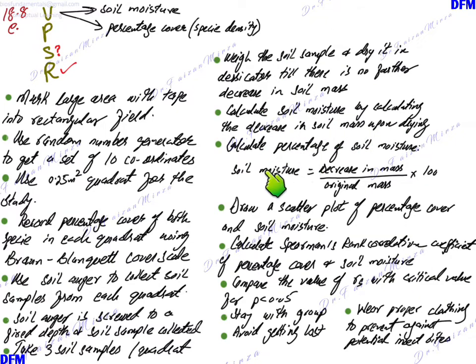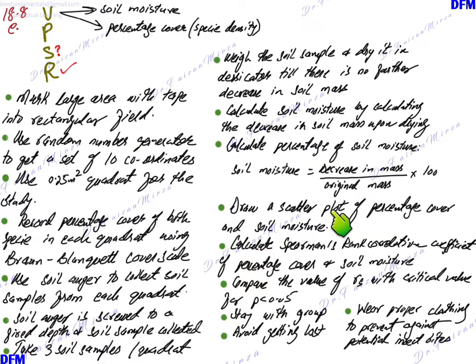How do we calculate this? The soil moisture can be calculated from the decrease in the mass of the soil, like we measured it initially, and after placing it in the desiccator when all the water had evaporated from that soil sample. We divide that by the original mass of the soil and multiply it by 100. The soil moisture will be calculated.